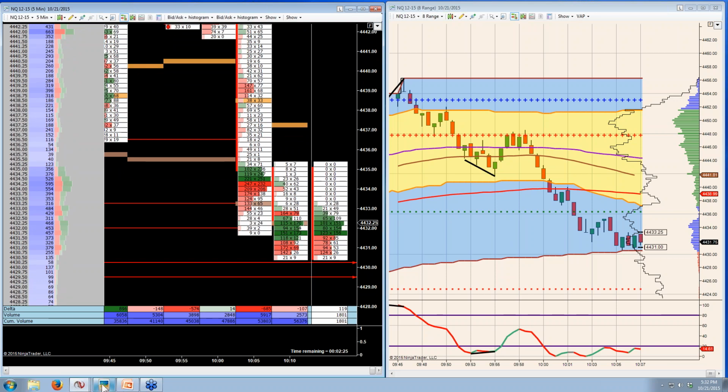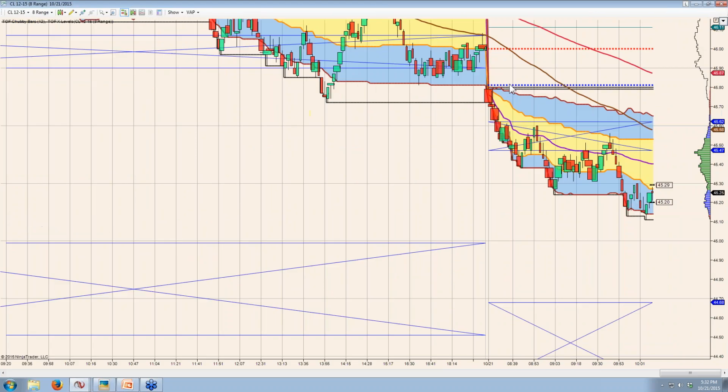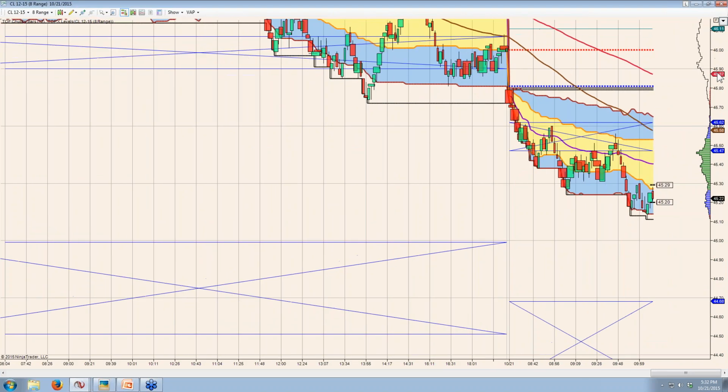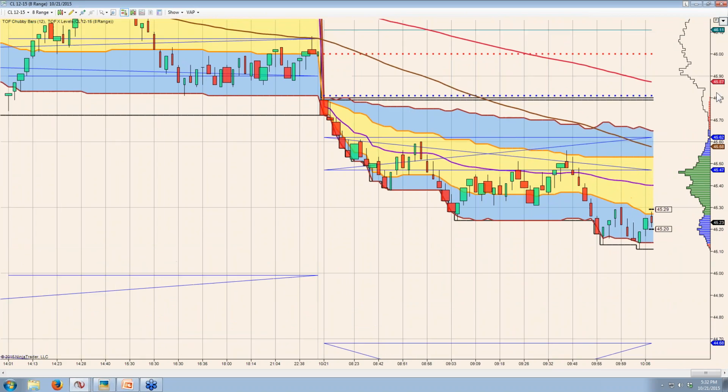But here's what I wanted to show you. This is pretty neat. This is on, and it's kind of stuck there because this is going through the replay as well. This is Crude, and Crude at the pit close had a huge move.